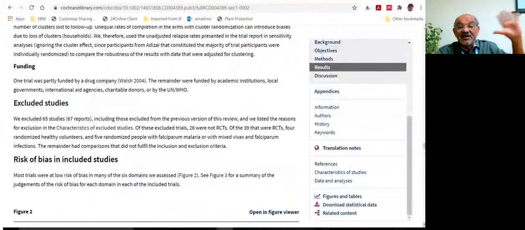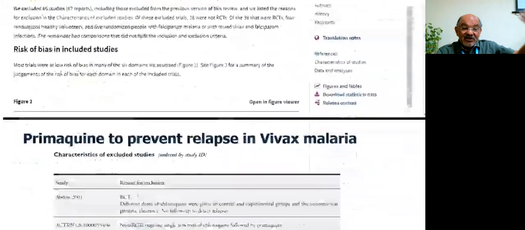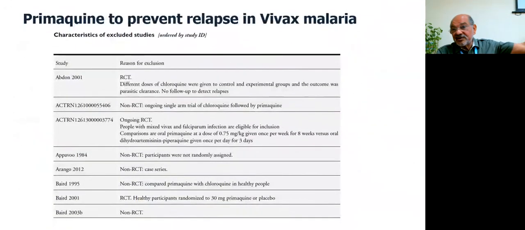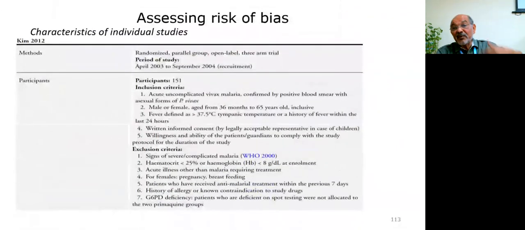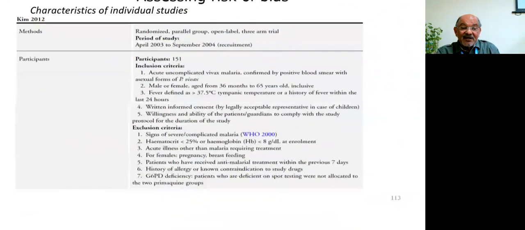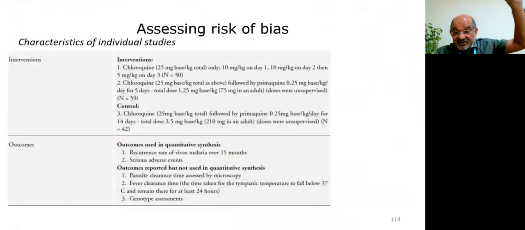Then we also see which of the studies we excluded. So a list and why we excluded them: not an RCT, wrong comparison, what are the reasons for exclusion. And then for each study we describe the methods, the number of participants, the inclusion and exclusion criteria, and the interventions. This is a 3-arm trial. And what were their outcomes, which we use in the research. They may have other outcomes we didn't use.